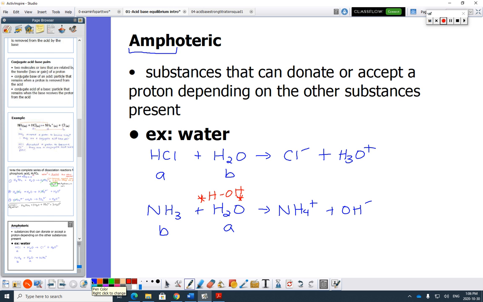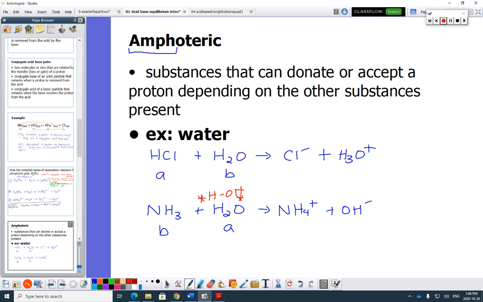Maybe we talked about this with displacement, that's how you figure out that the hydrogen can switch with the metal and stuff like that. Okay, so here, water reacting with an acid, it behaves like a base. It's going to be a proton acceptor. Water can also react with a base to be a proton donor. Doesn't have to be water.